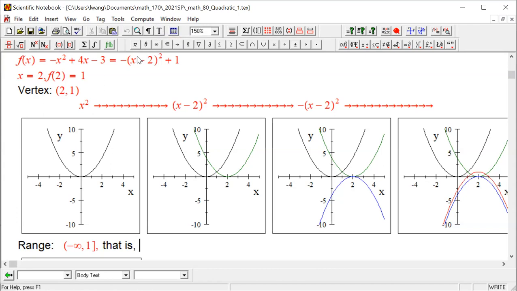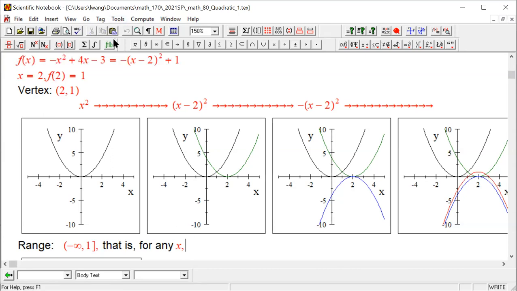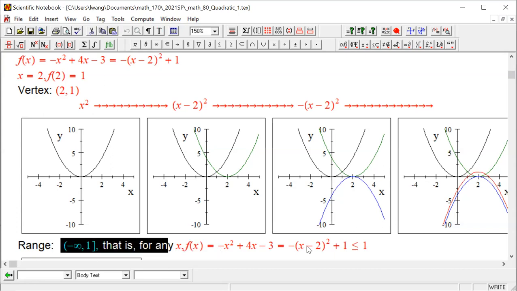In other words, for any input, for any value x, this function is always less than or equal to 1. No function value will ever exceed 1. So that's the meaning of the range.